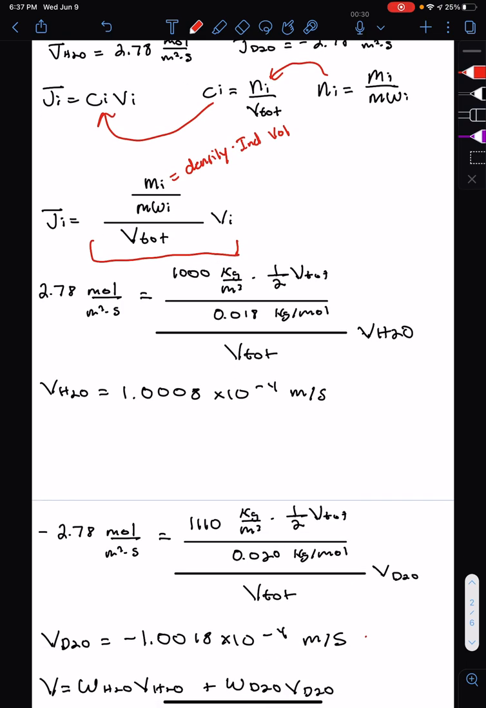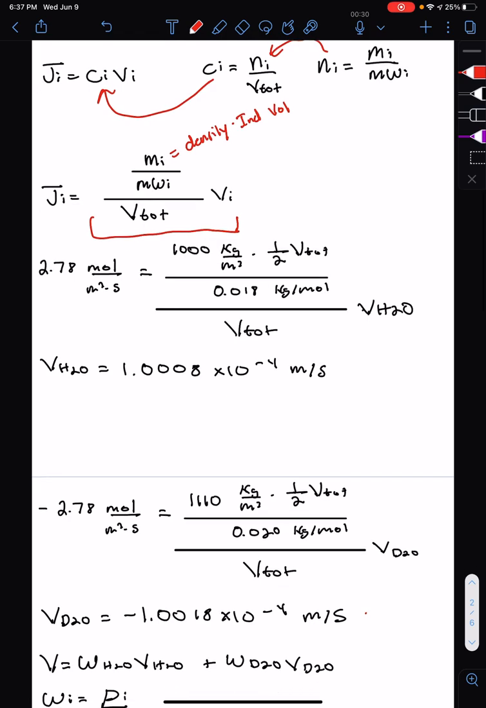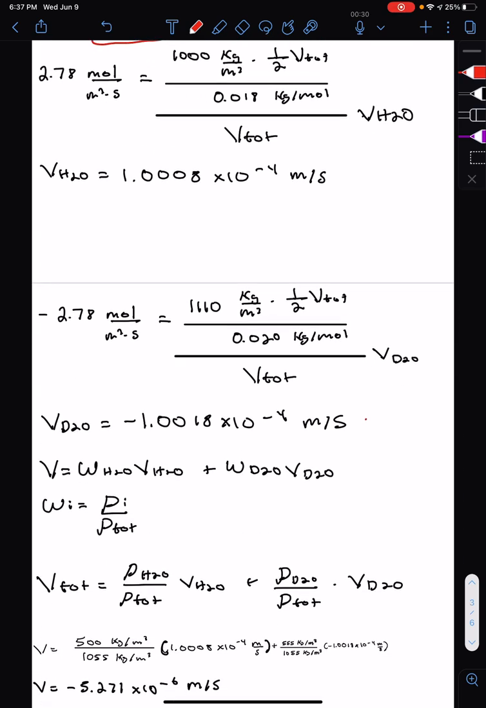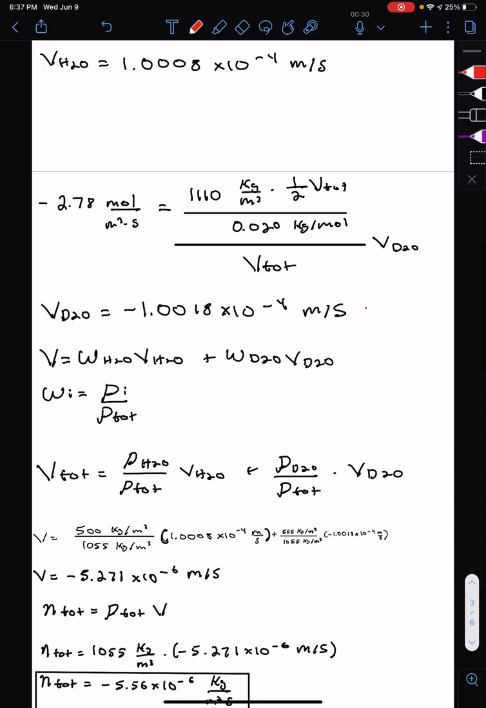Specifically the velocity of H2O and D2O. So we plug everything into the equation and we solve for the velocity of H2O, and we are left with 1.0008 times 10 to the negative 4 meters per second. And we do the same thing with its deuterated form, and we find it to be negative 1.0018 times 10 to the negative 4 meters per second. So now we have the velocity of both components. Now we need to find the mass average velocity of both components.